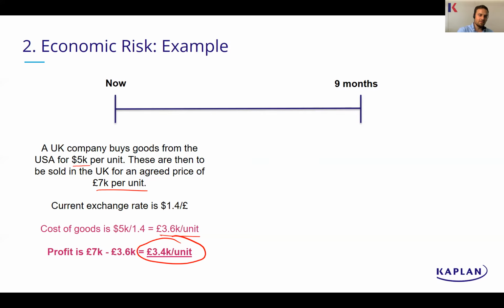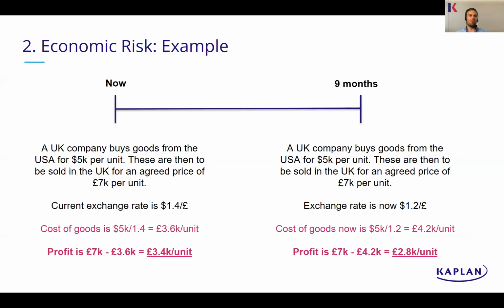Now, if in 9 months' time, for example, the rate's changed down to 1.2 instead, the cost of those goods is still $5,000. We've still got the same price that we're paying our suppliers. But just because of this change in exchange rate, look at this cost now: 4.2 grand per unit instead. Whereas on the left it was costing us 3.6K per unit, it's now costing us 4.2. And as a result, if we look at our profit here, it's 2.8K per unit. So comparing the two, in terms of profit we're losing 600 quid per unit here, which again could be a lot if we're selling a lot of these.